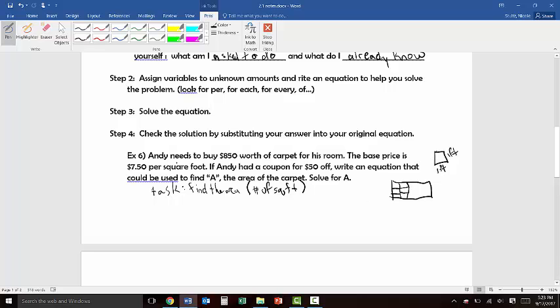So he's going to pay $7.50 for one of those squares. Some kids think they have to do $7.50 squared, and that is a totally different context. That's not what square foot means. Alright, so I know that he will end up buying $850, so that's just going to be his total at the checkout.